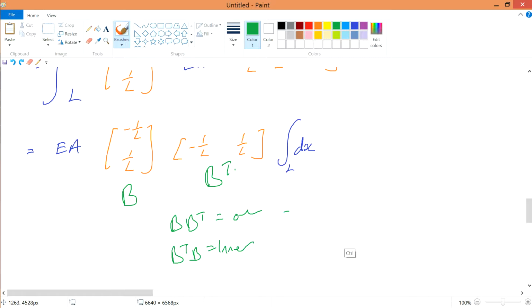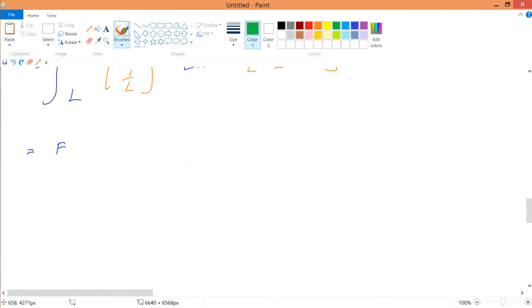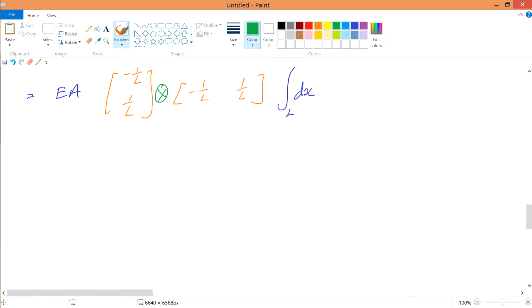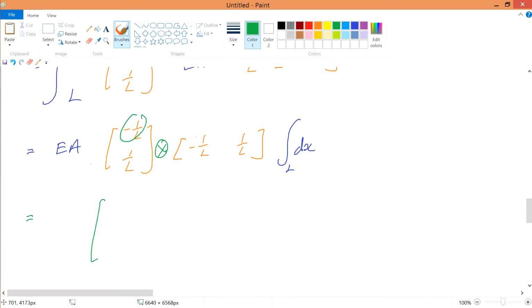So in our case, B B transpose is something like this. You're going to take the dyadic product of your stuff. The dyadic product is simply taking this multiplied by this multiplied by this. So minus 1 over L, this one multiplied by this one, you will have 1 over L squared.